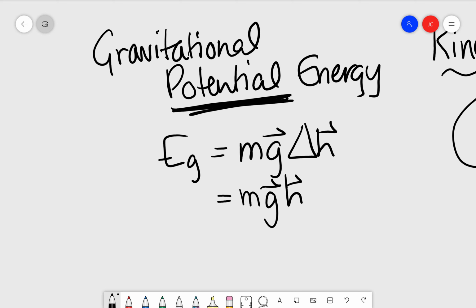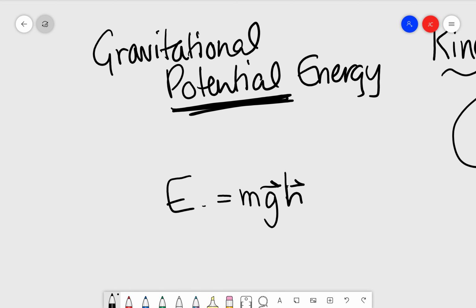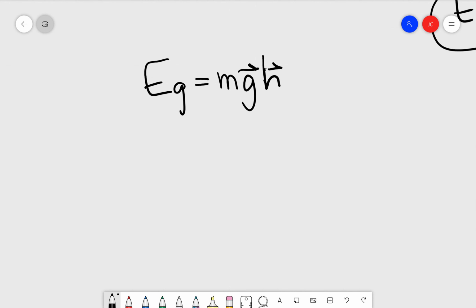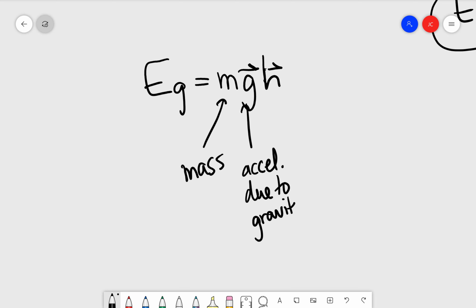The delta is not always there, don't worry about that. Let's just look at the simpler form here. So at its core, gravitational potential energy is equal to mgh, and these are three variables that are involved. The first one is again mass. The second one is acceleration due to gravity, and we've dealt with this variable a lot. And acceleration due to gravity, we all know, is equal to 9.8 meters per second squared down. And that's always going to be true in this equation unless we're on a different planet.